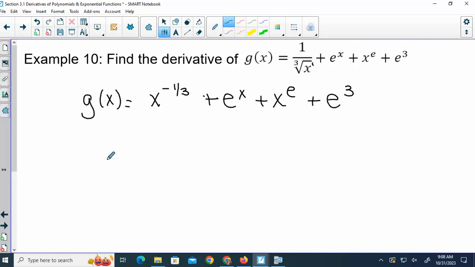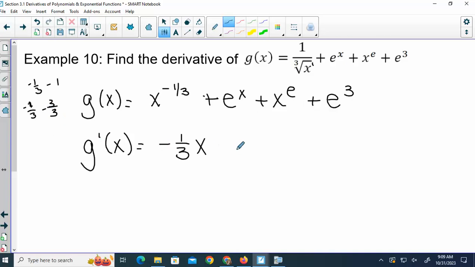So my derivative. X to the negative 1/3. So the exponent comes down. Keep your x. Subtract 1 from the power. So negative 1/3 minus 1. So 1 is the same as 3 over 3. So negative 1 over 3 minus 3 over 3 would be negative 4 over 3. Plus, what is the derivative of e to the x?